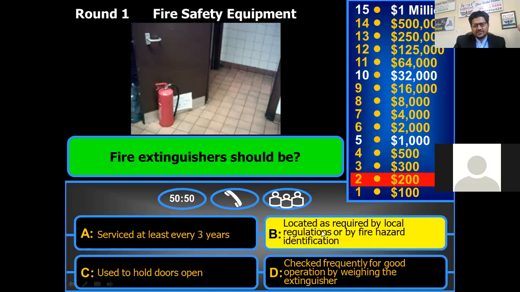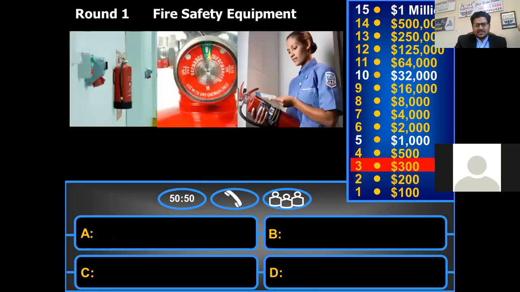Because all the fire extinguishers must be located as required by local regulations. So first of all, what is more important is the Saudi Arabian local regulations, and then we're going to talk about something from global standards, right? Excellent, mashallah.